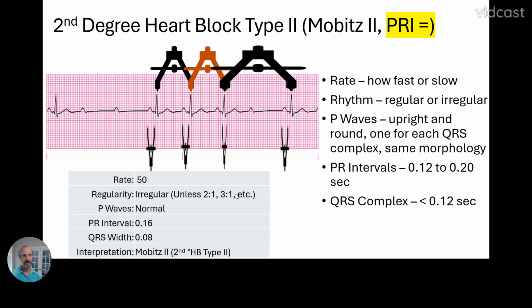Don't forget about that QRS width. We want to measure that as well. Okay, you can have a second degree heart block type 2 with a wide complex QRS. That's not something that does not exist. You will come across those as well.